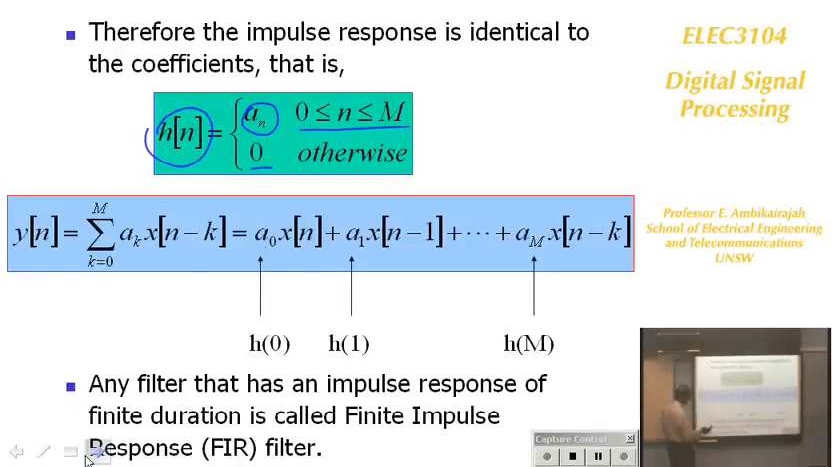Any filter that has an impulse response of finite duration, where first output, second, third, fourth, fifth, up to nth come out and then it's all zero, is called a finite impulse response filter. So basically we can say an FIR filter has only a numerator, no denominator at all, and the coefficients are the impulse response. If you give an impulse at the input, the output is the coefficients and then all zeros.